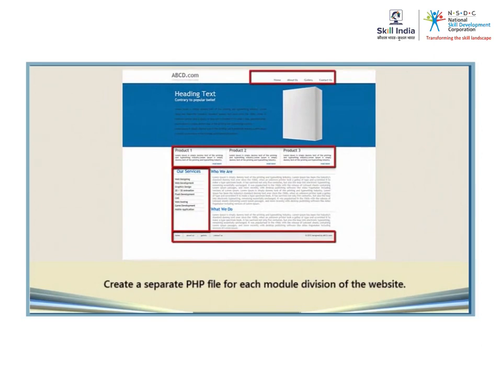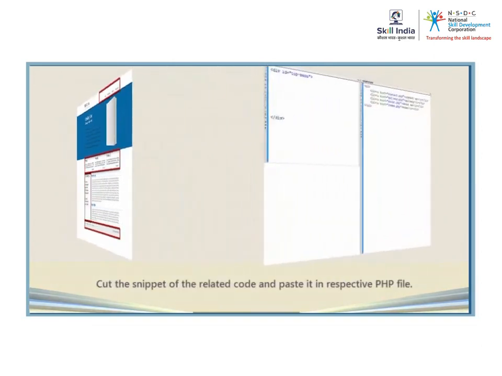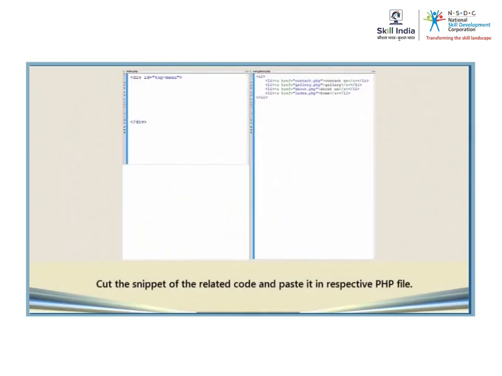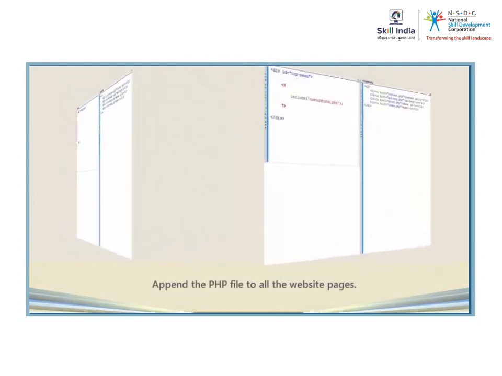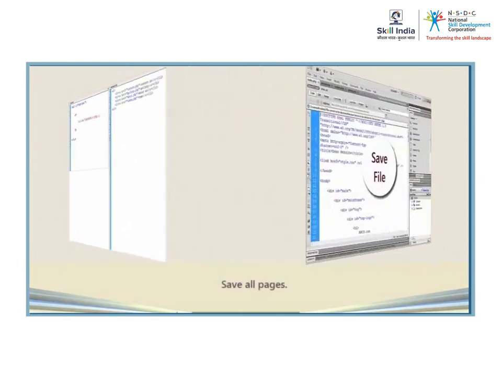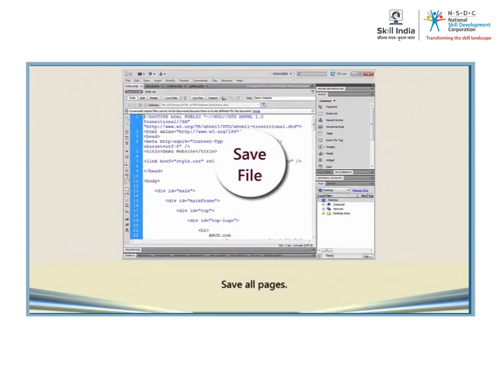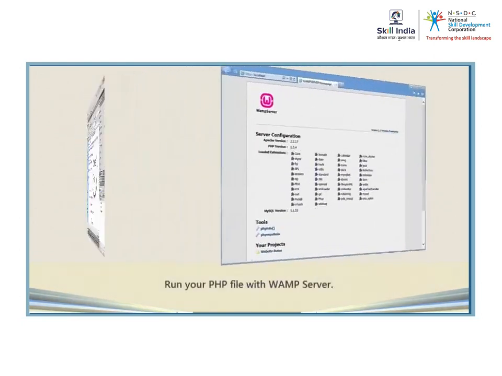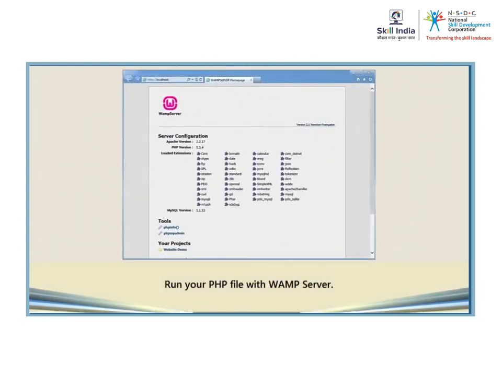Create a separate PHP file for each module division of the website. Cut the snippet of the related code and paste it in the respective PHP file. Append the PHP file to all the website pages. Save all pages. Run your PHP file with WAMP server.